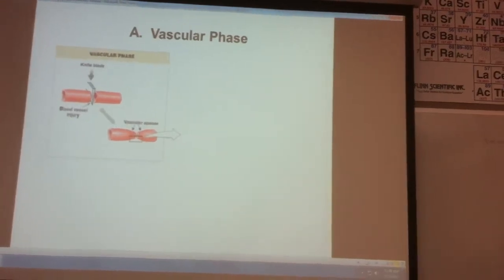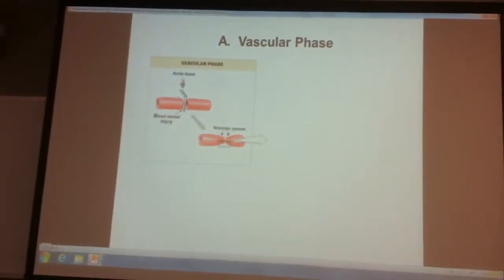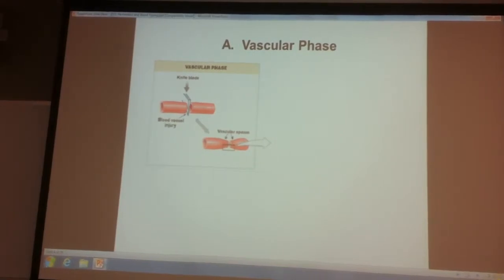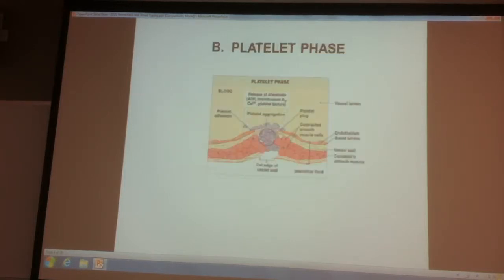So the first event, again, requires a cutting of the vessel. You don't usually see vascular spasm with, say, atherosclerosis or an irritation of the lining of the blood vessel. So we have that first event. And like I said, in small arteries or arterioles, that may be sufficient to stop blood flow. The second event is the platelet aggregation or platelet plug formation.